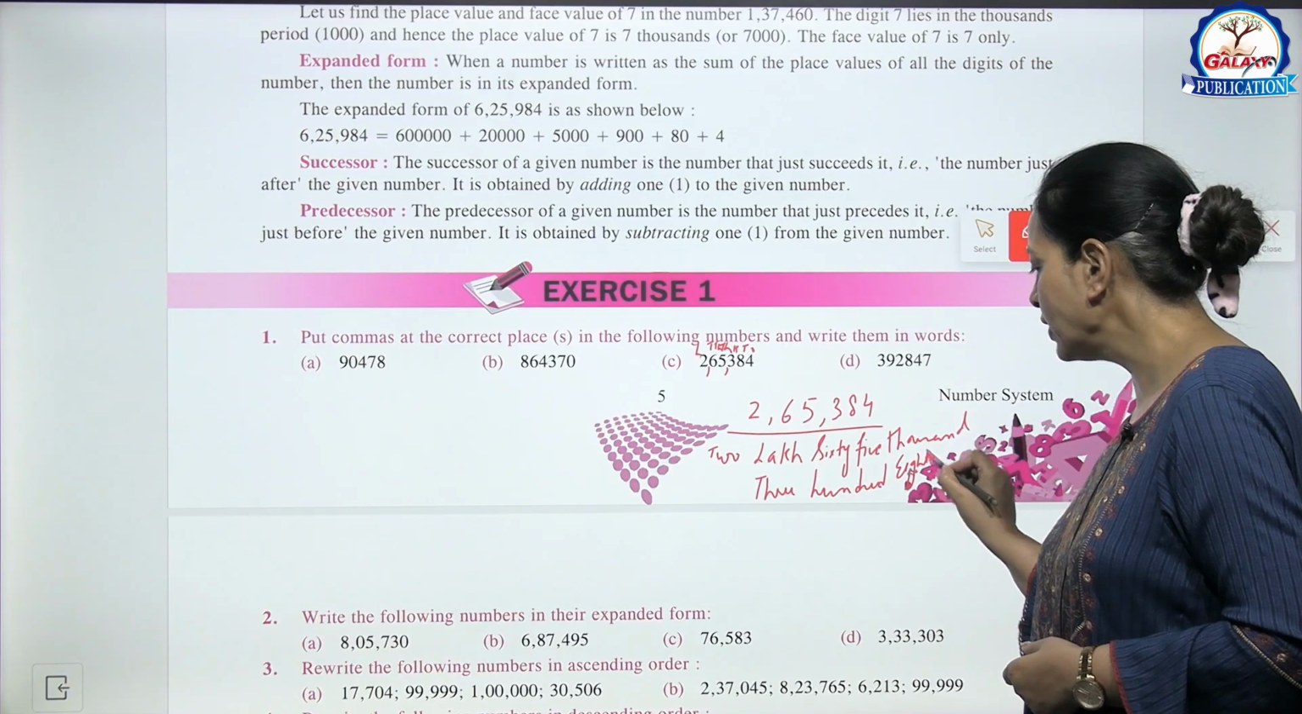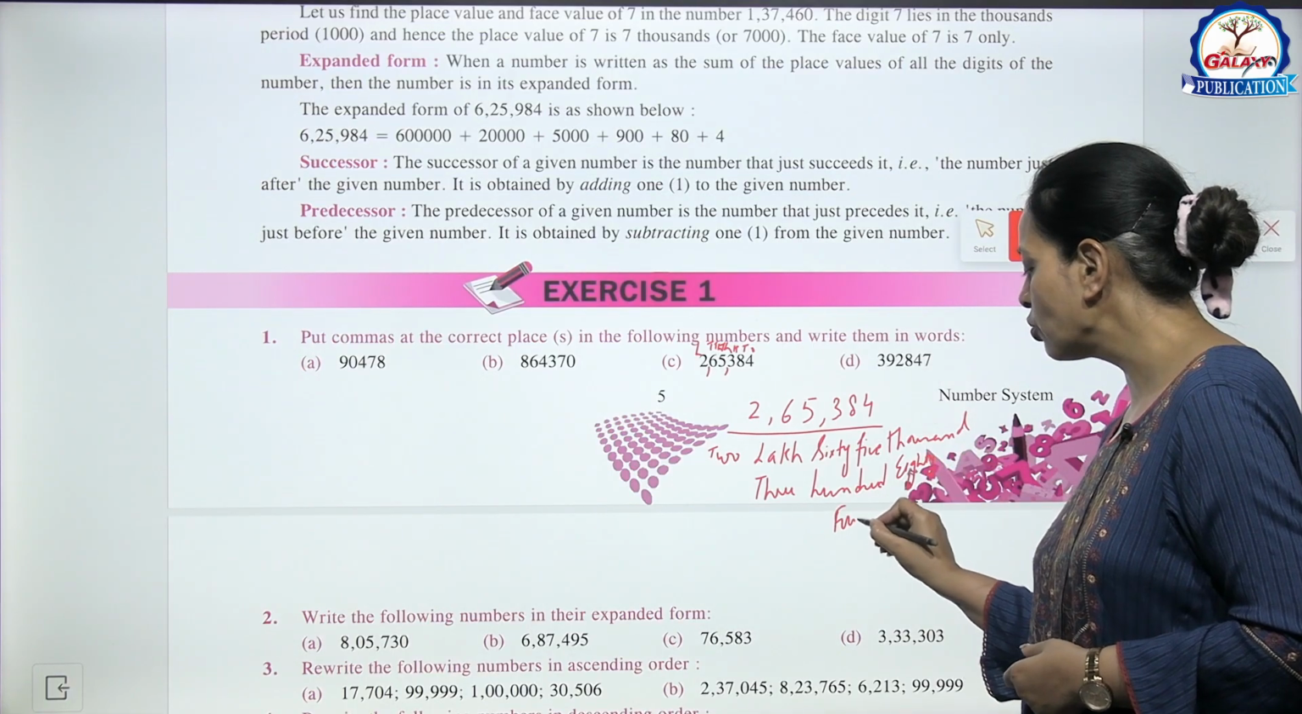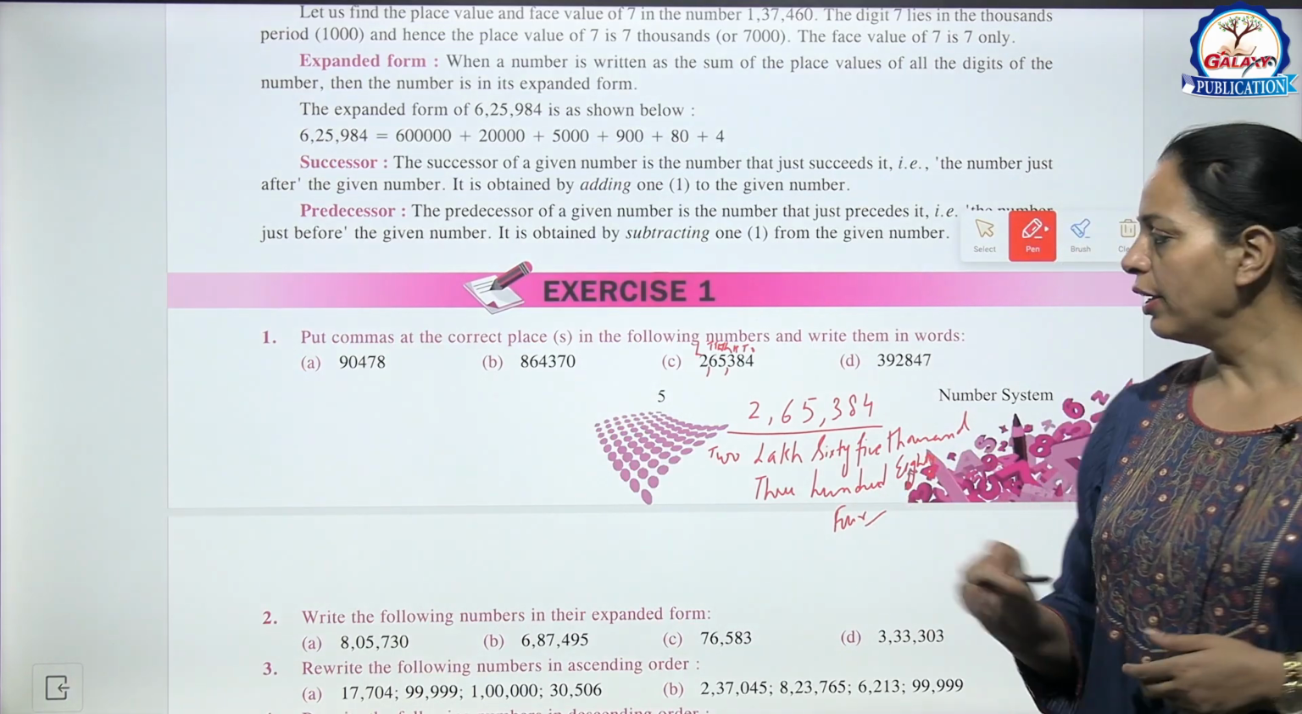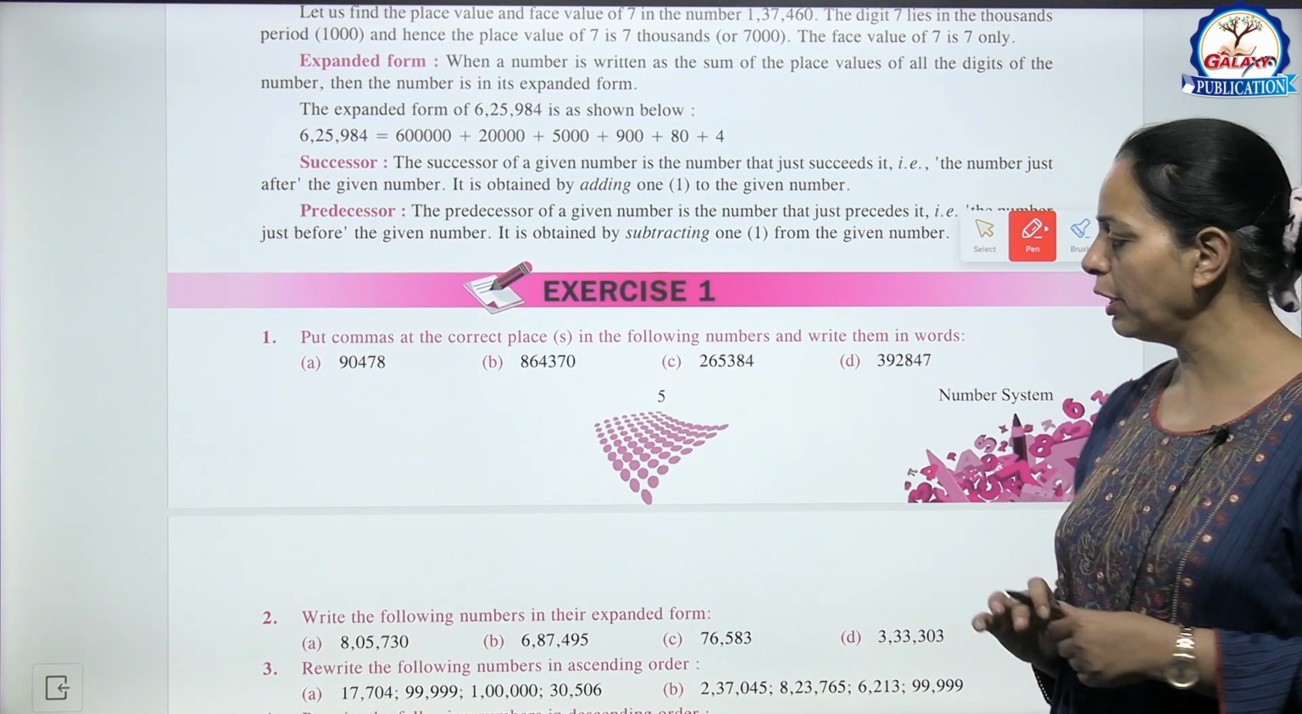2,65,384, right? I hope this is clear to you. Okay, now similarly you can try the remaining parts.